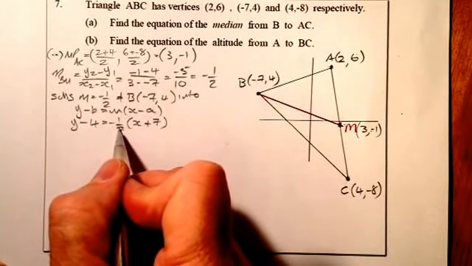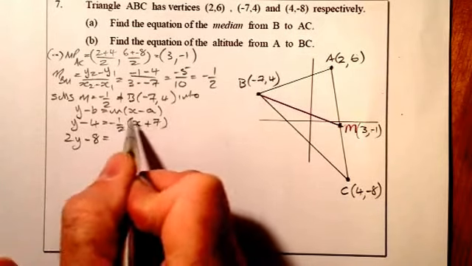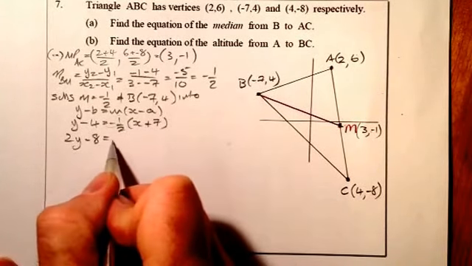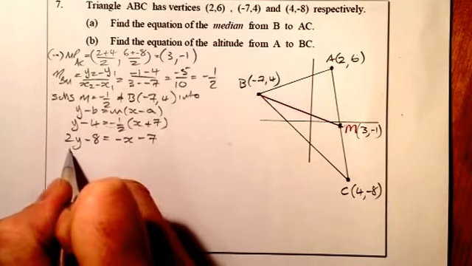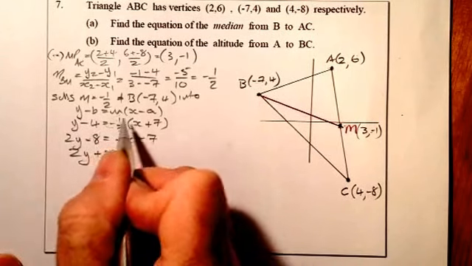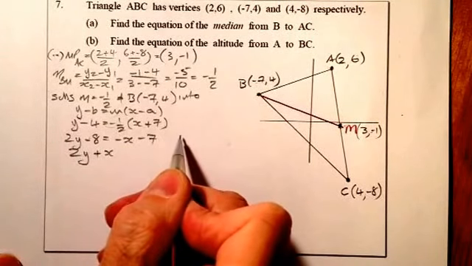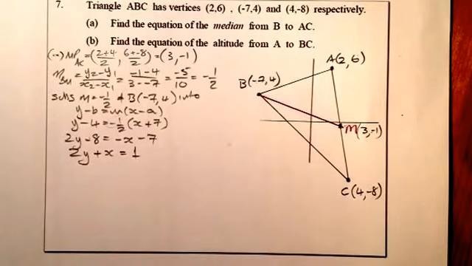To get rid of the fraction, multiply the left hand side by 2, multiply the right hand side by the minus 1, so that'll be minus x, and that'll be minus 7. Just tidy it up a bit, so it'll be 2y, bring the x over to the left hand side, take that minus over to the right hand side, and it becomes a plus. So that'll be equals 1. So that'll be part A complete.